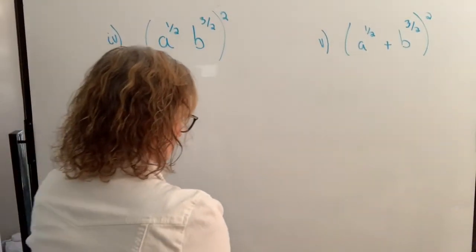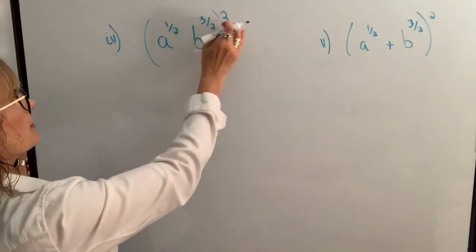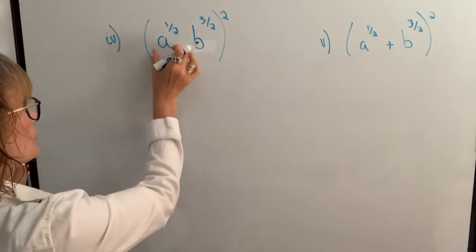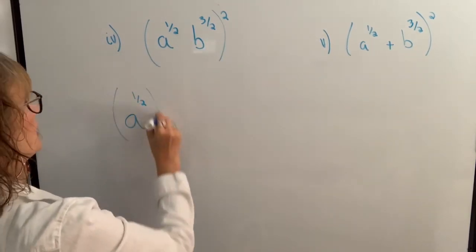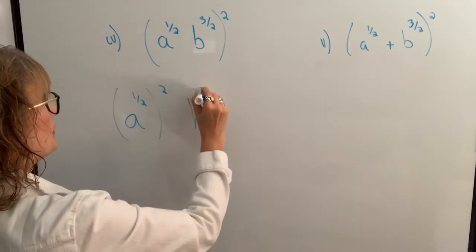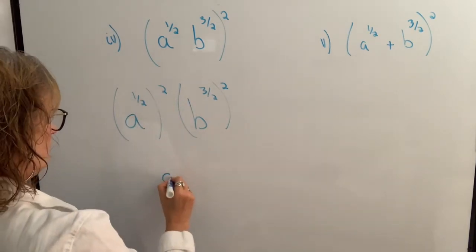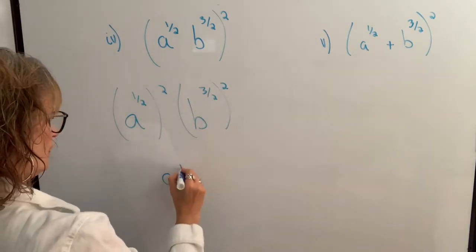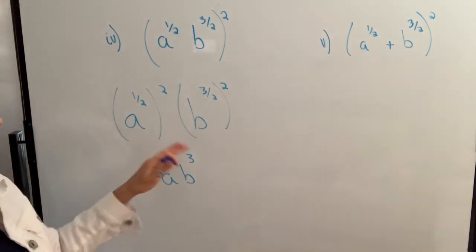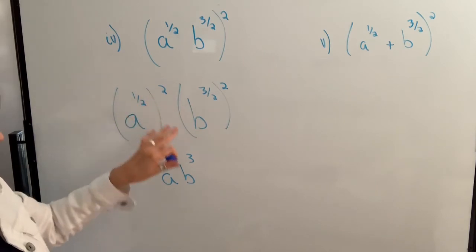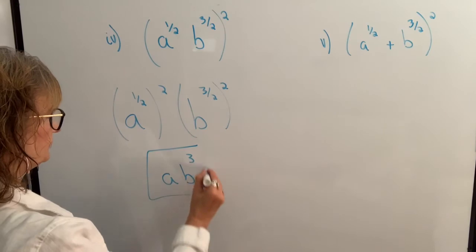Last two examples. Again, we can apply our exponent to each of those factors, because they're factors. So I have a to the 1/2 squared, b to the 3/2 squared. 1/2 times 2 is 1. 3/2 times 2 is 3. And you can do the multiplication out. I think I've demonstrated it enough, but you could go through and do that if you need to do that. So this would be our simplified result.